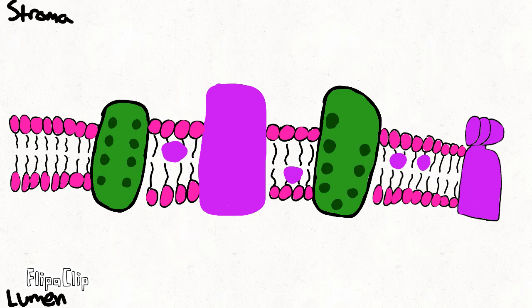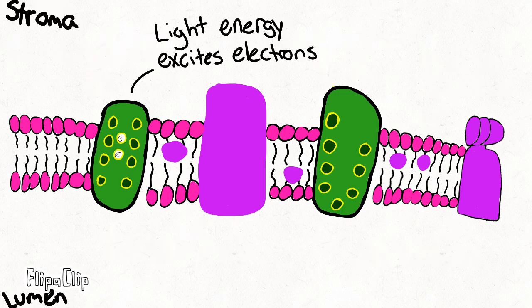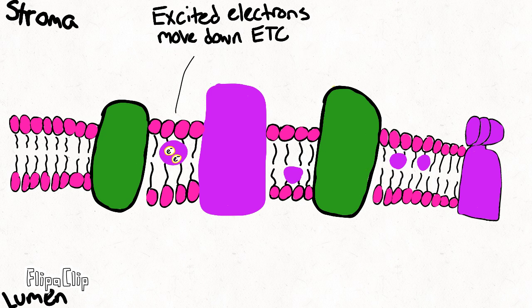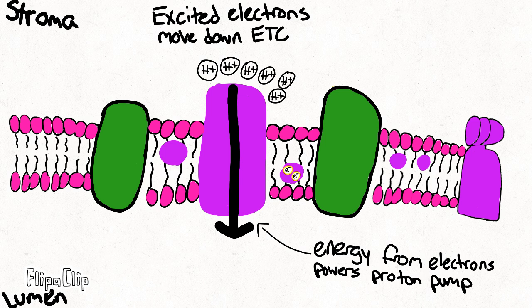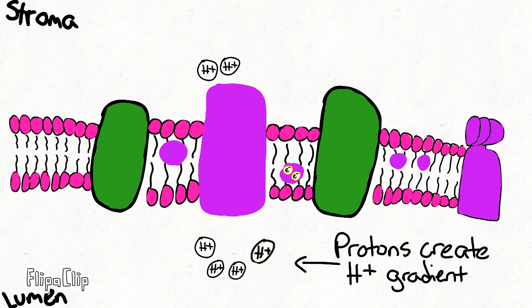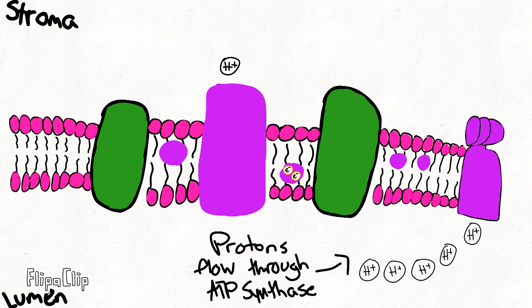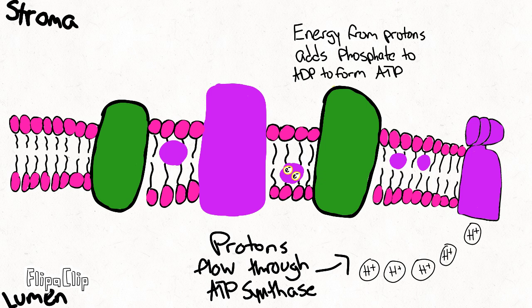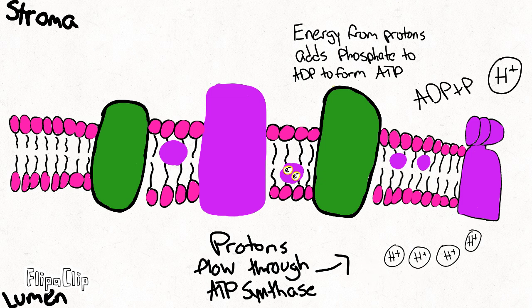Light energy hits the photosystem and excites the electrons within them. The excited electrons move down the ETC. The energy from the electrons powers the proton pump, and the protons moving create a proton gradient. The protons flow through ATP synthase. The energy from the protons adds phosphate to ADP to form ATP.